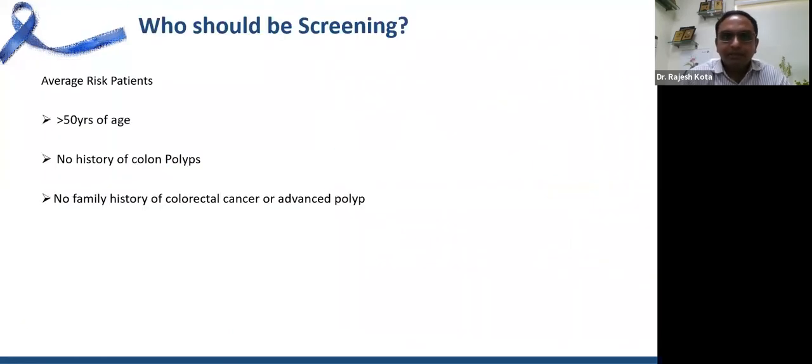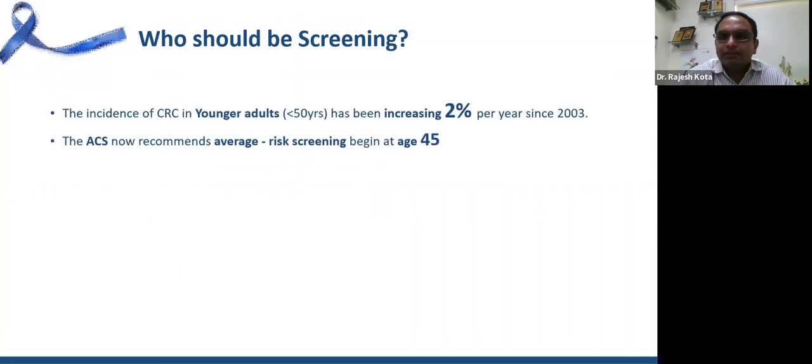And who should be screened? For average risk patients, that is people without any colon cancer history in their family, they can get screened after the age of 50 years. If we don't have any polyps history or family history of colon or rectal cancers, after the age of 50, we can get a screening test, at least a stool occult blood or the guaiac test, where we see if there is any blood loss in the stool.